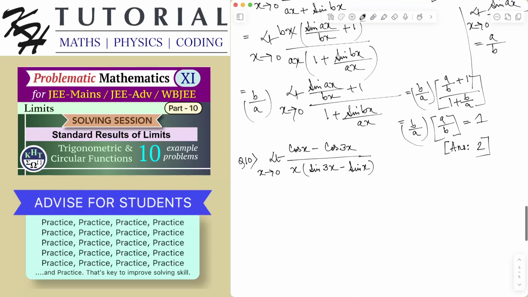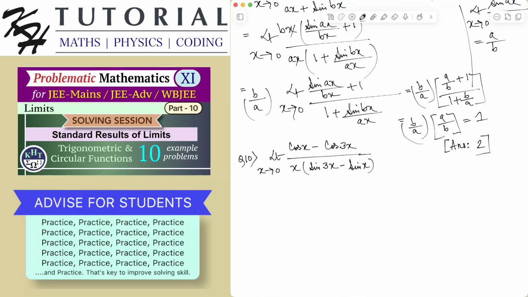Let's see the last problem. Cos x minus cos 3x divided by x multiplied by sin 3x minus sin x. So we see the two expressions, cos a minus cos b in the numerator and sin a minus sin b in the denominator. Whenever we see cos a minus cos b or sin a minus sin b, always use the trigonometric identities to express it as a product of sin and cos.